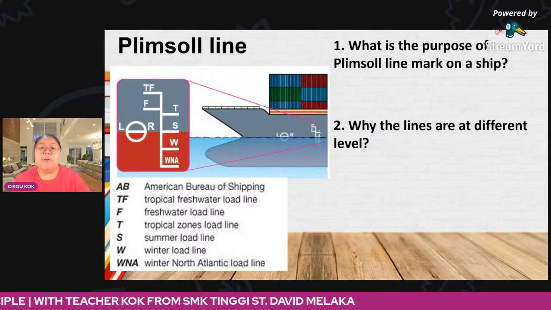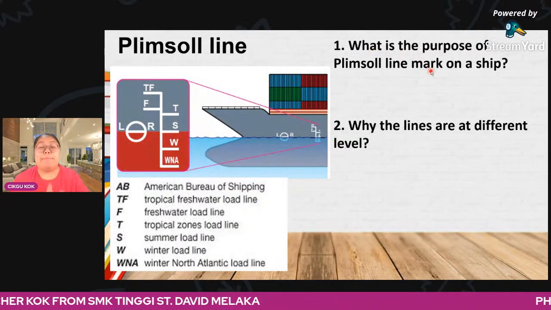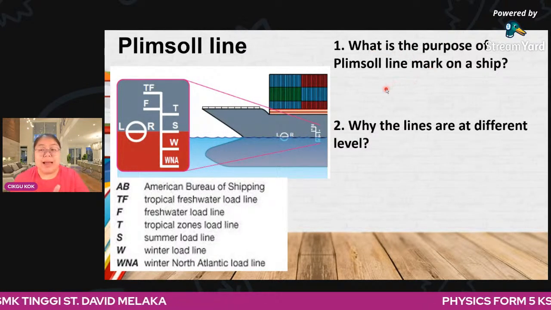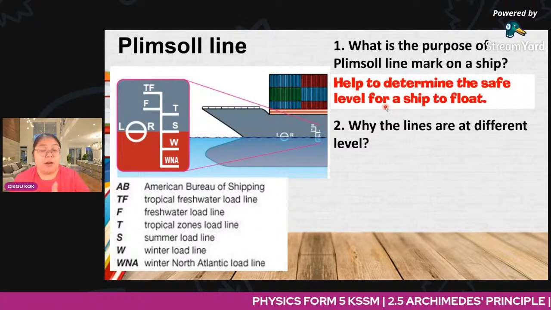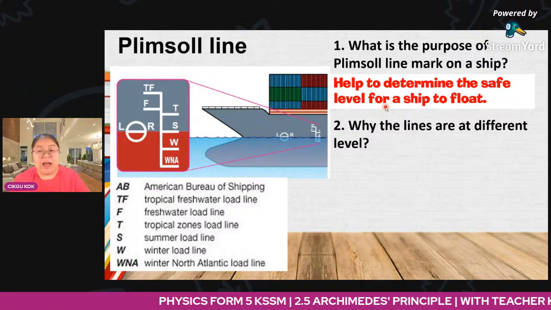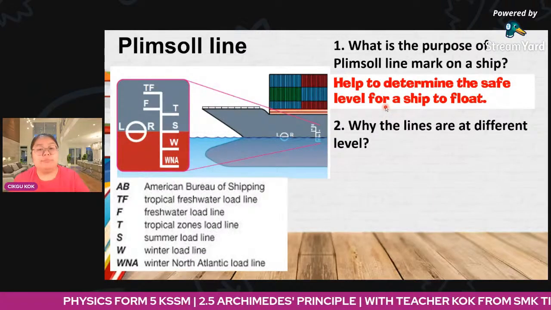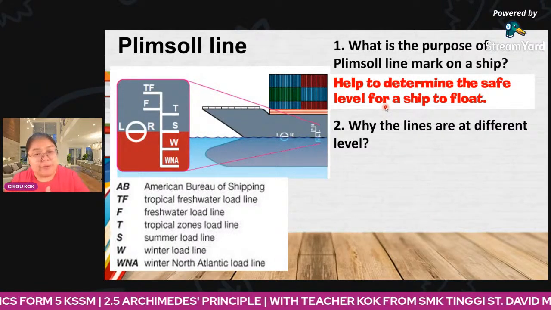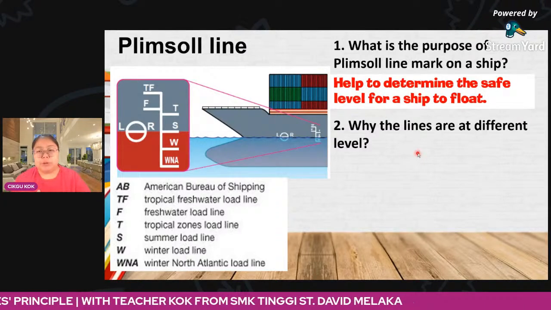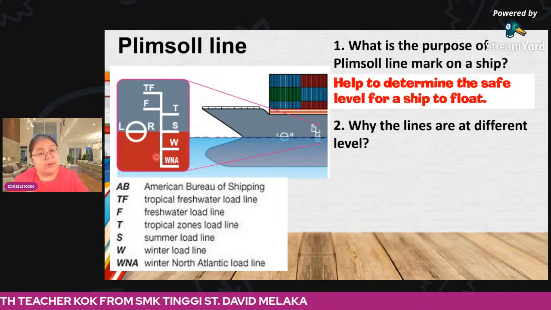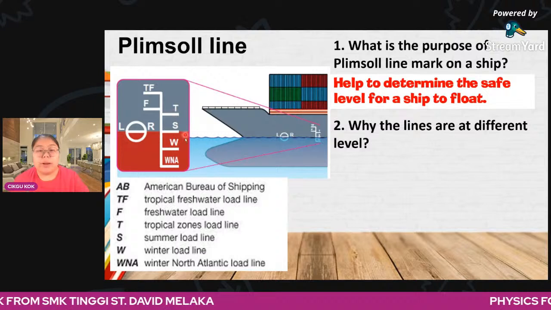So from here, they have the Plimsoll line to remind them how much load you can put in. So the first question asks, what's the purpose of putting the Plimsoll line mark on the ship? The answer is it helps to determine the safe level for the ship to float. Okay, what is the maximum level to let the boat float? Okay, number two, why are the lines at different levels? You can see there are so many different levels.